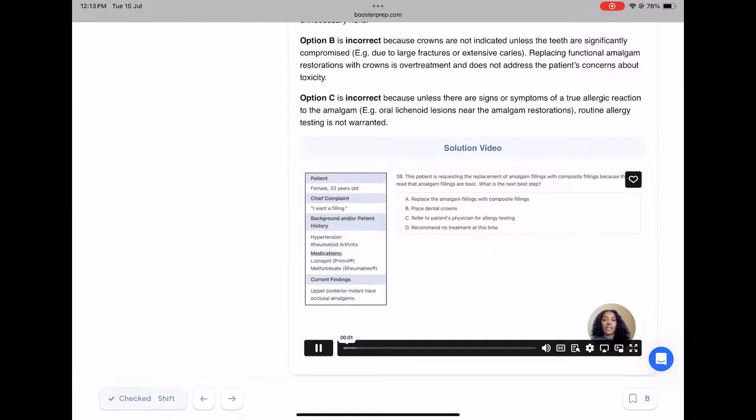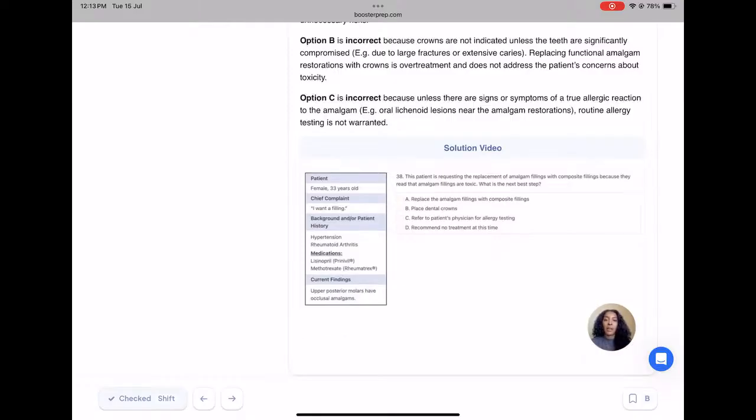So question 38 reads, this patient is requesting the replacement of amalgam fillings with composite fillings because they read that amalgam fillings are toxic. What is the next best step? So amalgam fillings, similar to this image, are made from mercury, silver, tin, and copper. There is no toxicity associated with placing an amalgam filling, and allergies to these fillings are actually very rare.